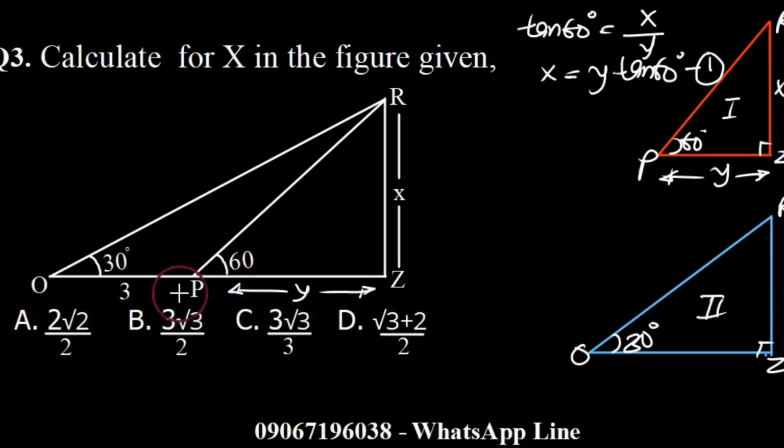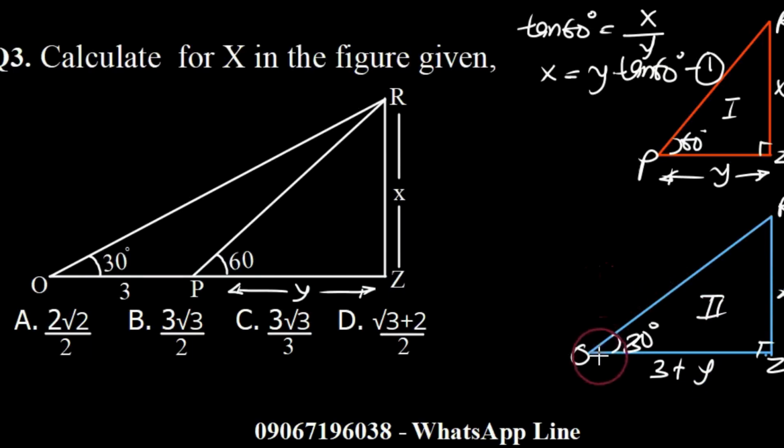So if my P to Z is y, then O to Z is going to give me OP plus PZ. So this point is going to give me 3 plus y. So the distance from O to Z is going to be 3 plus y. Remember, I'm looking for this point, which is x.